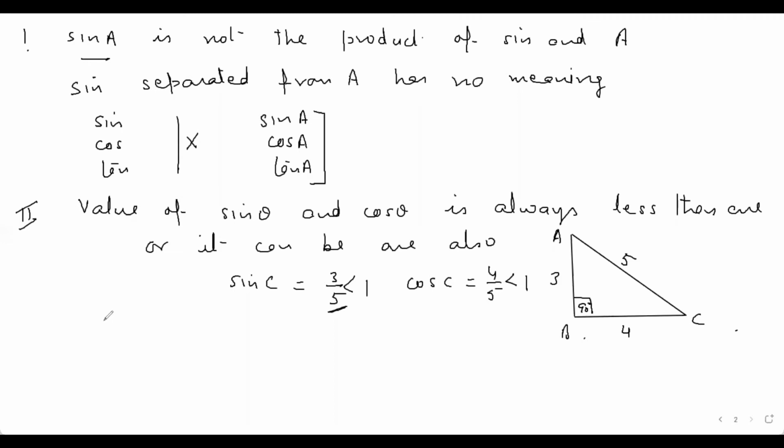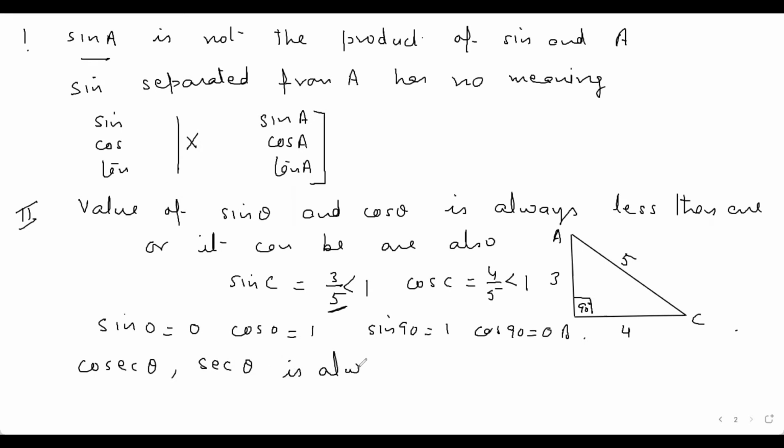Now in the next video, I'll explain sine 0 is 0, cos 0 is 1. Sine 90 is 1, cos 90 is 0. So this value can be 1 also. But the value of sine theta, cos theta is always less than 1. Similarly, the value of cosec theta or sec theta is always greater than 1.